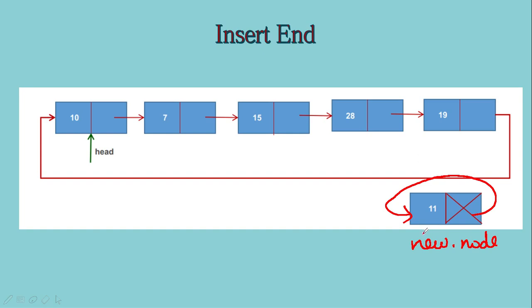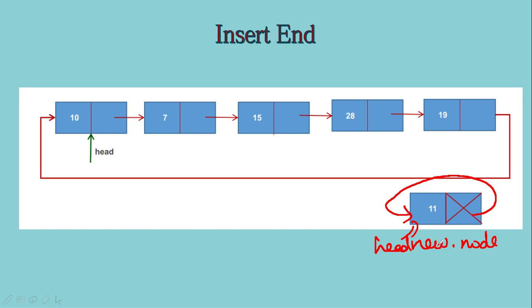Why we have to do this is because the concept of a circular linked list tells us that the next part of the last node contains the address of the first node, right? And when you have only one node, that node is the first node and the last node as well. So we have to do this, and also we have to make the head point to the only node that is present. This is what we will do when the list is empty and you are going to insert the only node.